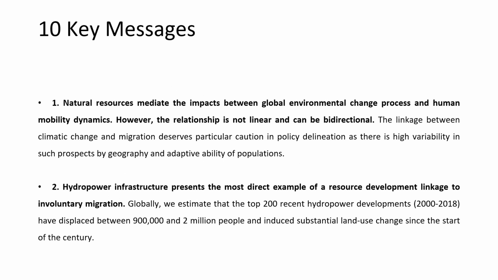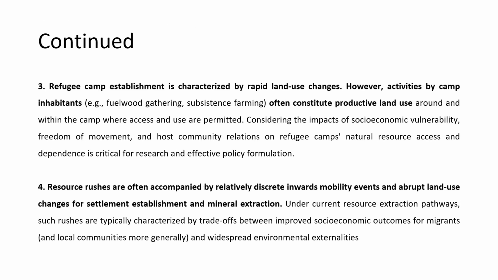So, zooming through some 10 key messages of the report. First, we've evidenced that migration and resources form an adaptive, complex nexus, which is not linear and operates in both directions. Second, the most direct connection between resources and human mobility is around hydropower. There's a clear linkage between forced displacement in many cases and voluntary migration around hydropower projects.